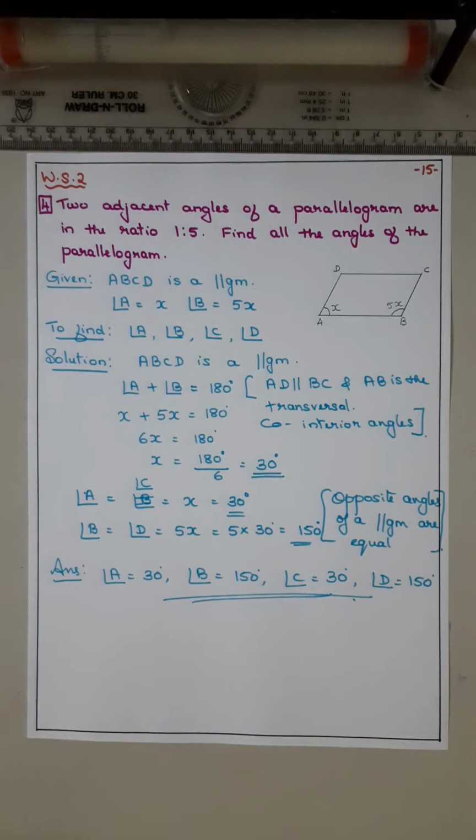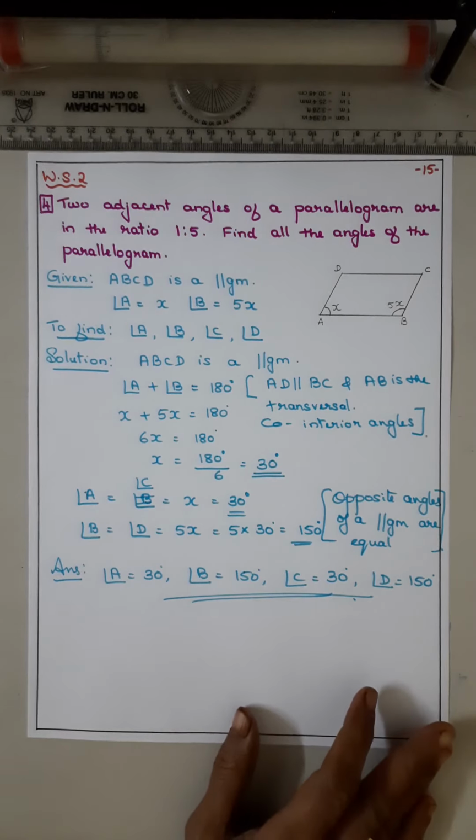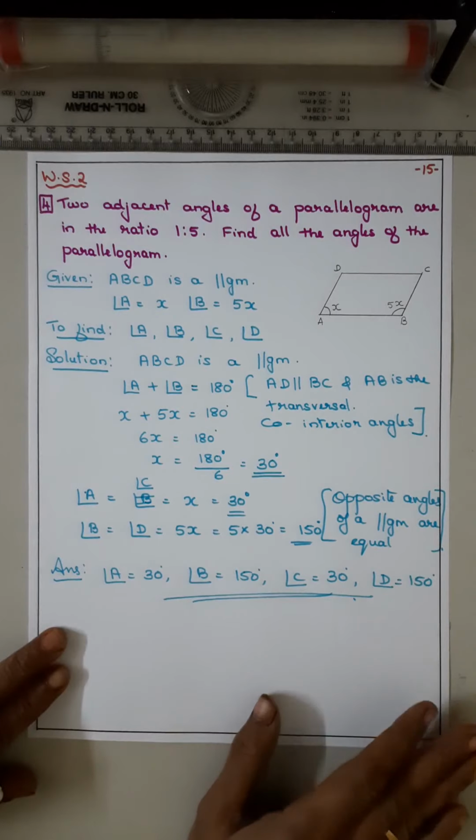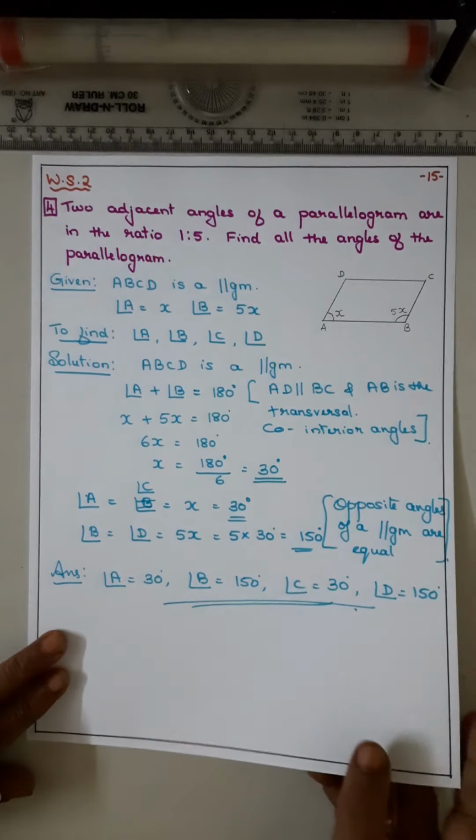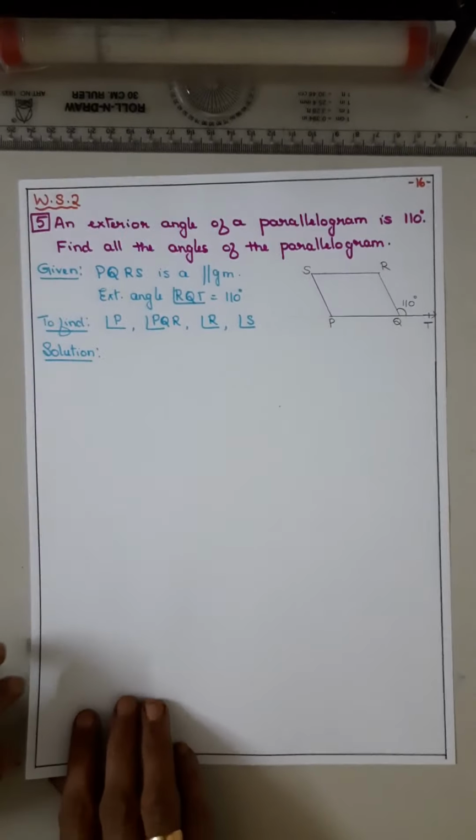Same method, it is co-interior angles, adjacent angles. Sum should be 180 degrees because the sides are parallel. Use that co-interior angles rule: co-interior angles are supplementary. That rule you have to take and find the value. This was about question number 4. Hope everyone understood. Now coming to question number 5.